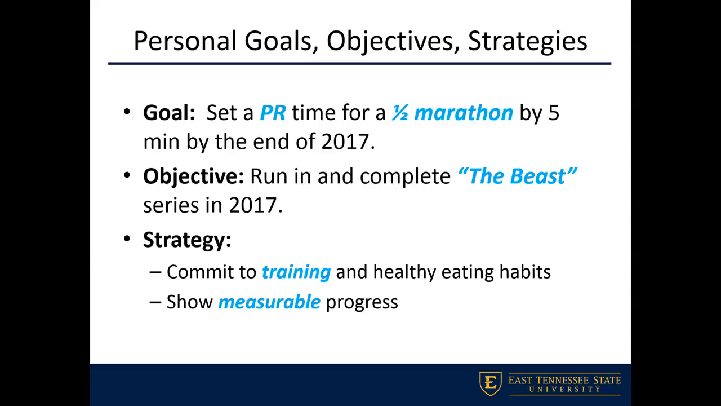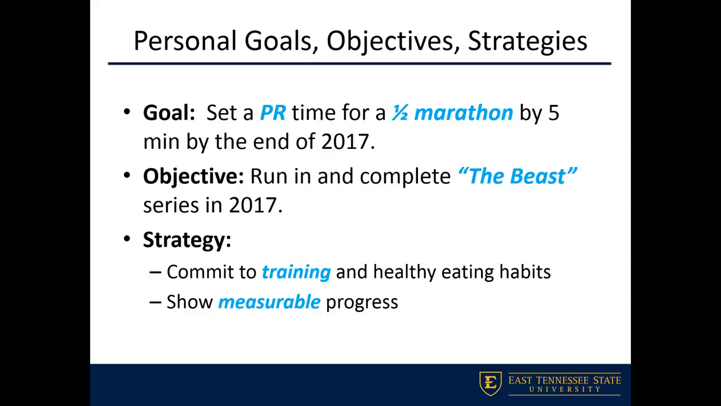Now, how am I going to achieve that? So we know objectives help feed goals, help achieve your goals, and strategies or action plans help achieve your objectives. So let's move down a level from goal into objectives. And my objective to help achieve my goal is to run in and complete a local race series here in the Tri-Cities called the Beast Series in 2017. It's a collection of 4 half marathons. And I believe by doing this is going to help me get to my goal of a record personal time by 5 minutes in 2017.